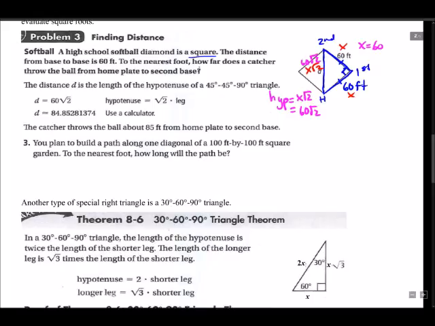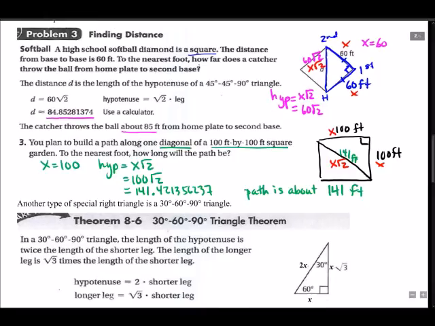60 square root 2. And this is real world, so we throw it into our calculator, and your calculator will give you this very, very long decimal. And we want to round that. So we can say it's about 85 feet from home plate to second base. Go ahead and pause the video and do the next problem.